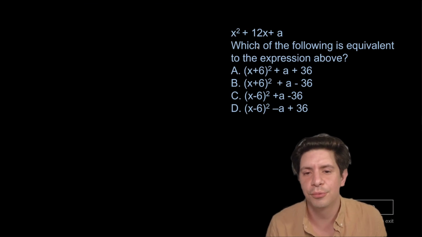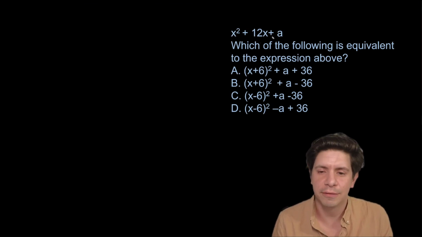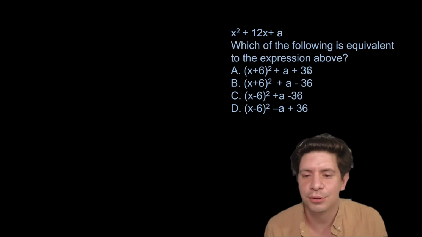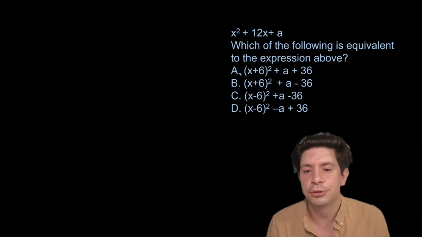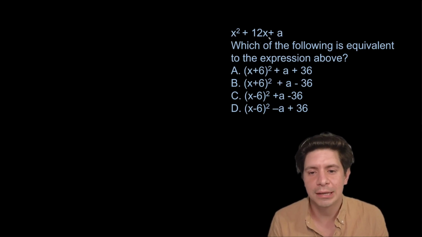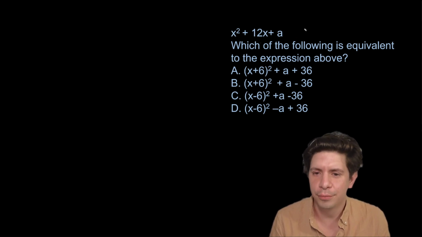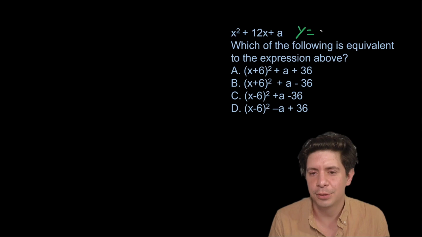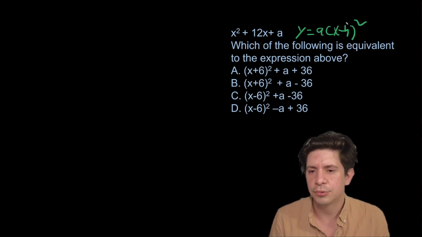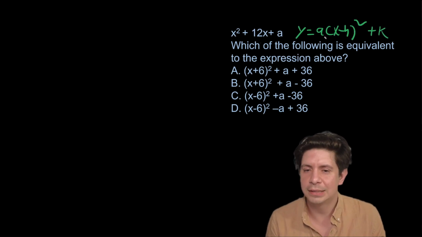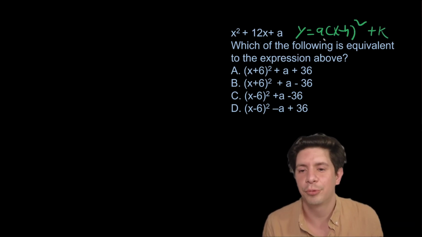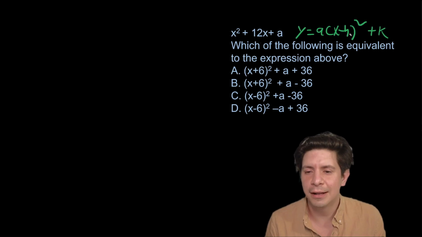All right, so we have another one here. x squared plus 12x plus a, which of the following is equivalent to the expression above? Now, what I want you to notice is that this is a quadratic equation that would make a parabola. And these are quadratic equations written in vertex form. And what that means, in vertex form, it's y equals a parentheses x minus h squared plus k. This a is different from the other a. It's about stretching or flattening out the parabola. h is the x value at the vertex, and k is the y value at the vertex.